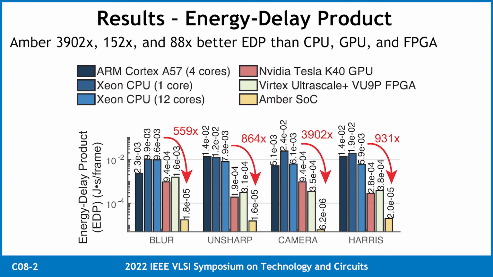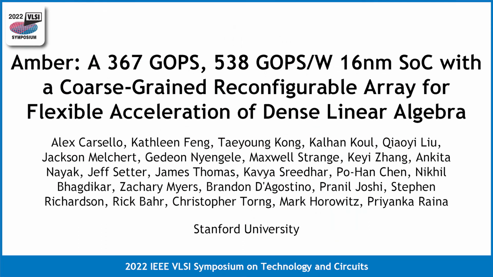Now let's look at the results for these 2 applications. Here you can see that compared to a CPU, GPU, and FPGA, the unsharp application has up to 864 times better EDP. Similarly, for camera pipeline, we show up to 3,902 times better EDP compared against those hardwares. In conclusion, in this demo, we show two of the many applications we can accelerate on the Amber SoC.